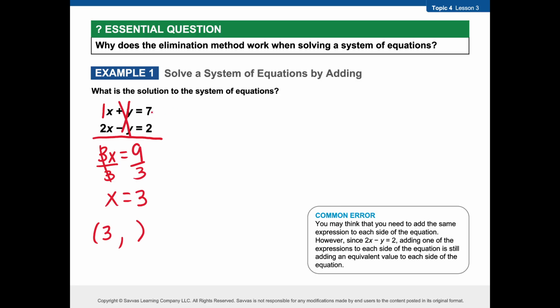Then substitute it back into either equation. I would choose the first one. So 3 plus y equals 7. Subtract 3 from both sides. Y equals 4. So the solution to this system would be (3, 4).